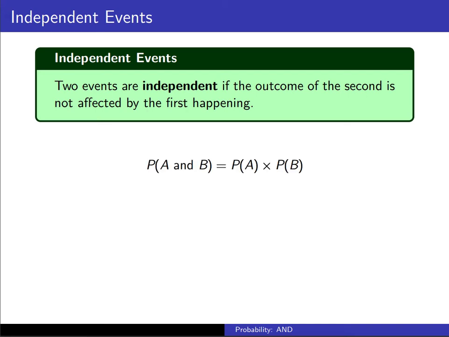So for two events A and B, our multiplication rule says the probability of A and B is the probability of A times the probability of B, and that is for independent events where the chances of event B happening aren't impacted at all by A happening. Some examples of this would be rolling a fair die and flipping a coin. The outcome of flipping a coin doesn't impact at all what the outcome of rolling a fair die is.